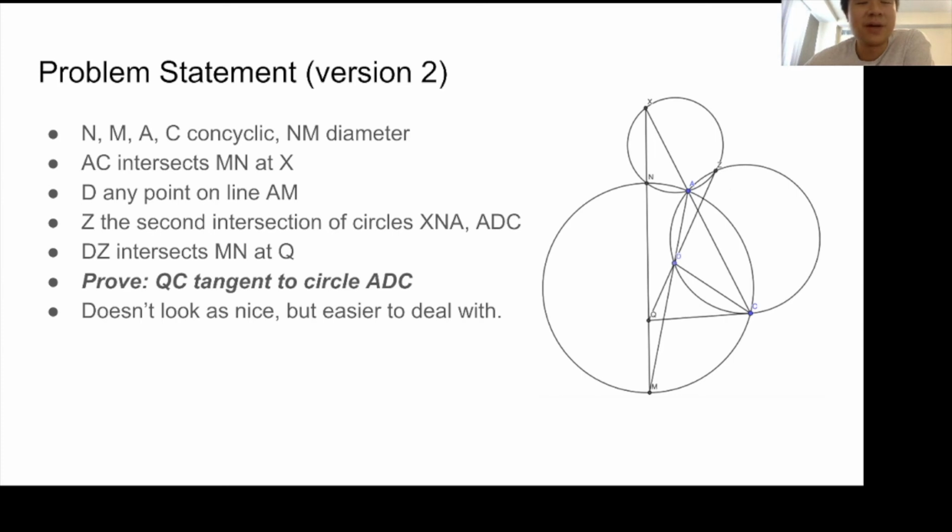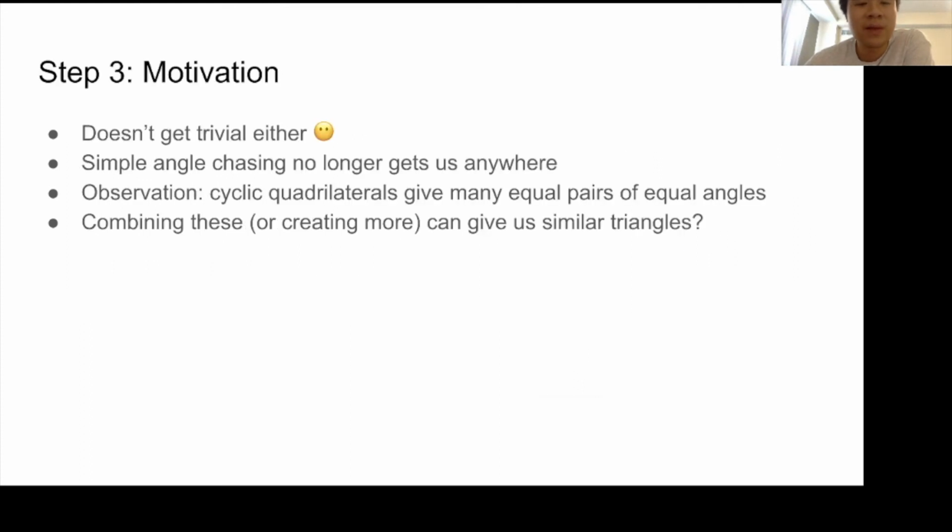Now this one is less beautiful compared to the original problem, but it's more useful and easier to deal with because you can see that these lines are more closely related to each other. If you look at this one, we need to prove that QC is tangent to the circle ADC. This is also the same as showing that the line MN, the line DZ, and the tangent to this circle at C are concurrent. So this might be more useful to deal with.